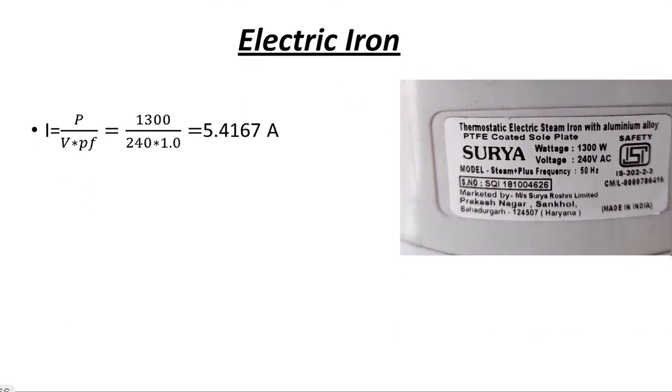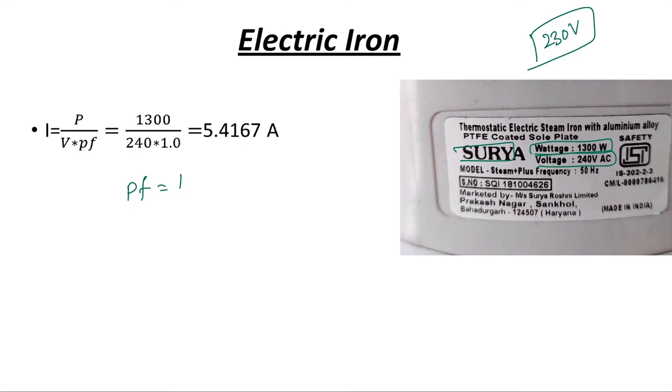So let's take an example of an electric iron. Let's say this is a typical electric iron. It says the power is around 1300 watts and the voltage rating is 240 volts. This is specified by the manufacturer, but you can use it safely at 230 volts. Since this is a heating device, the power factor is taken to be 1, and since it does not have any motion, we don't have to see the efficiency.